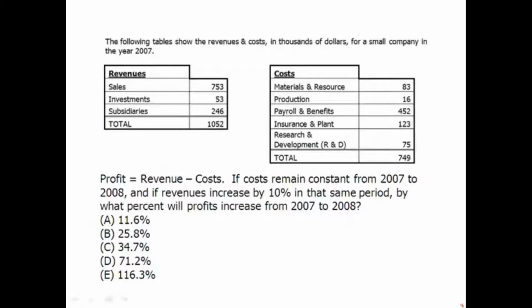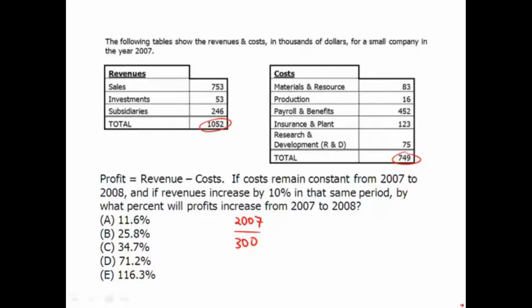Profit equals revenue minus cost. Cost remains constant from 2007 to 2008, and if revenues increased by 10% in that period, by what percent will profits increase in that period? So right now, current data is 2007. Here's the cost, here's the revenues, so the profit is the difference. The difference is 300. Of course, that would be 300,000 because these numbers are in thousands.